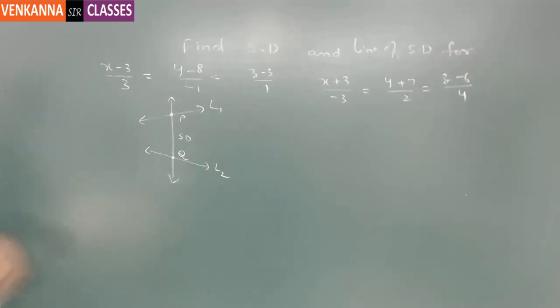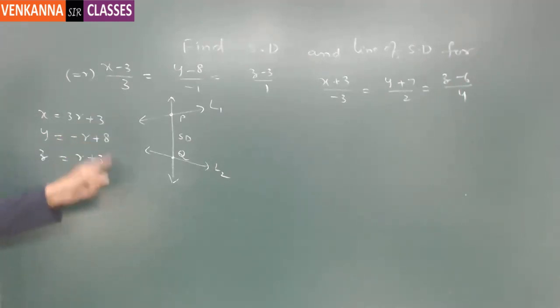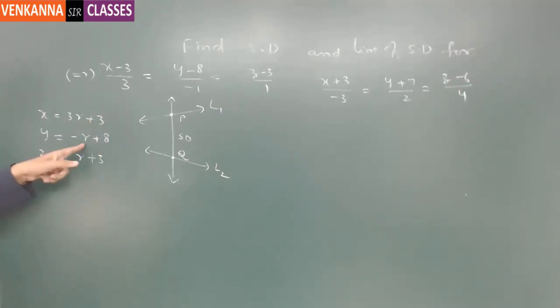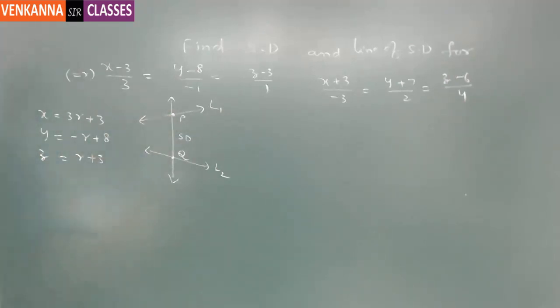Now, for the first line, let us write the parametric form. If you take that this is equal to R, then you have x is equal to 3R plus 3, y is equal to minus R plus 8, z is equal to R plus 3. So every point on L1 will be of this form for some R. So the point P is also of the same form.